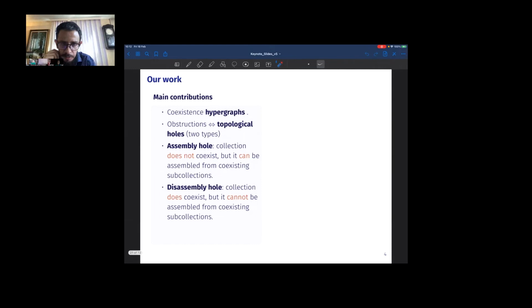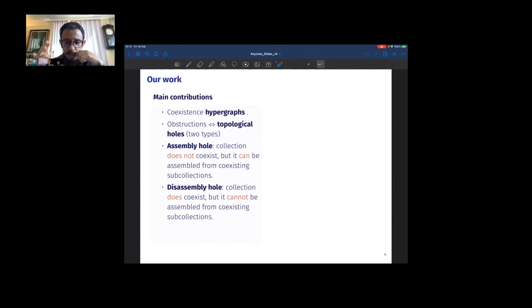And the second type of obstruction or topological hole, we call it a disassembly hole, and it's kind of the opposite scenario. You have a collection of species that coexist, but that collection cannot be assembled from sub-collections that coexist. In other words, imagine that your computer is an ensemble, and it works. But if you take out one of the parts, let's say one integrated circuit, it doesn't work. So it's something that works, that is made from components that do not work. And that's the idea of a disassembly hole.